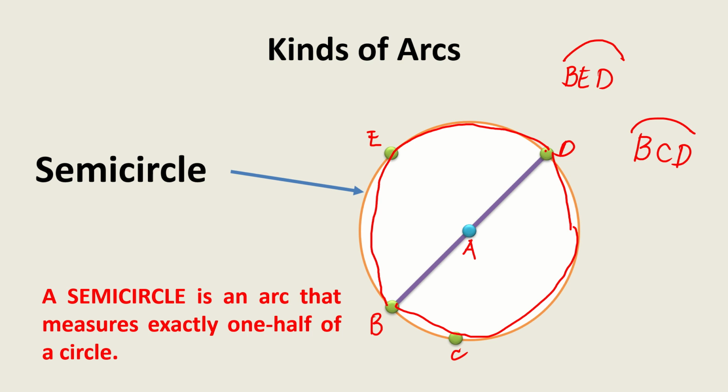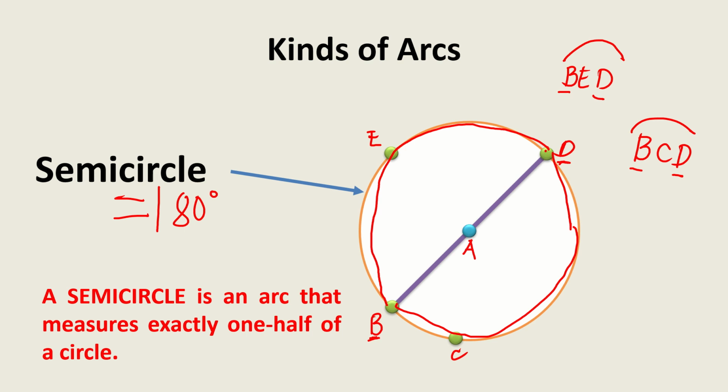Ma-identify nyo po na that is a semicircle if the two endpoints ng arc, tingnan nyo, pares B at D, ay endpoints din ng diameter. In this circle, ang endpoints ng diameter is point B and point D. So, automatically po, kapag ang endpoint ng dalawang arc na tinitingnan natin are the endpoints of the diameter, then that is a semicircle. And it measures exactly 180 degrees.